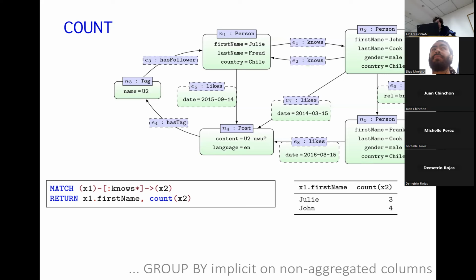Why John 4? Well, it's not count distinct, so we'll have John knows himself. No, John knows Frank in 2 different ways. And since we don't have a distinct in the count, it will count as 4. So the John Frank and then the John Julie. John Frank will count Frank twice.